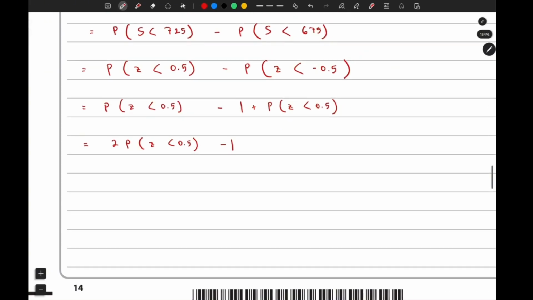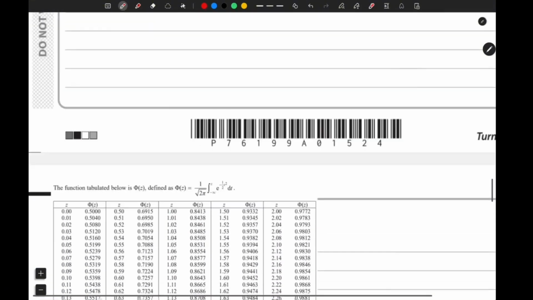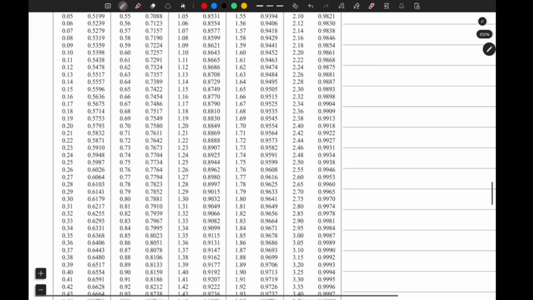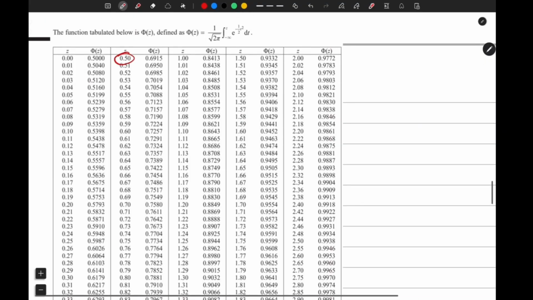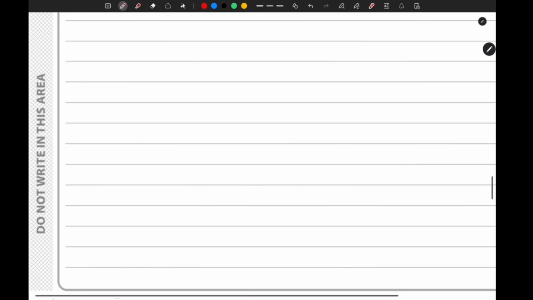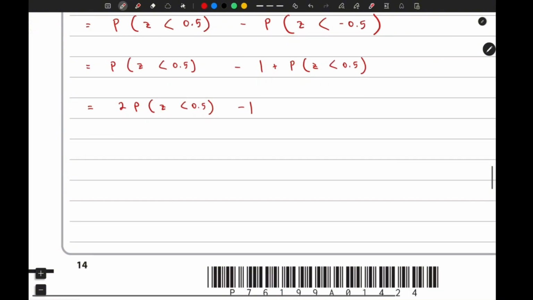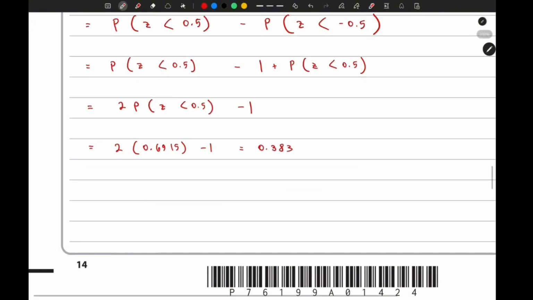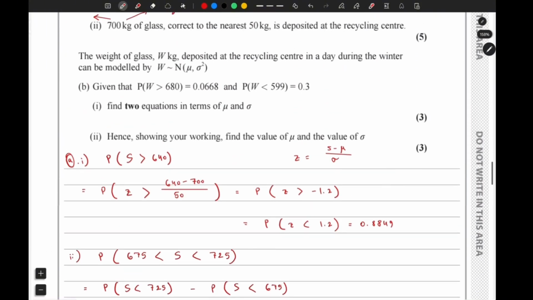Now let's find the value of phi Z when the value of Z is 0.5. So when the value of Z is 0.5, the value of phi Z is 0.6915. So that's 2 times 0.6915 minus 1. So this gives us a value of 0.383. So that is the answer for this.